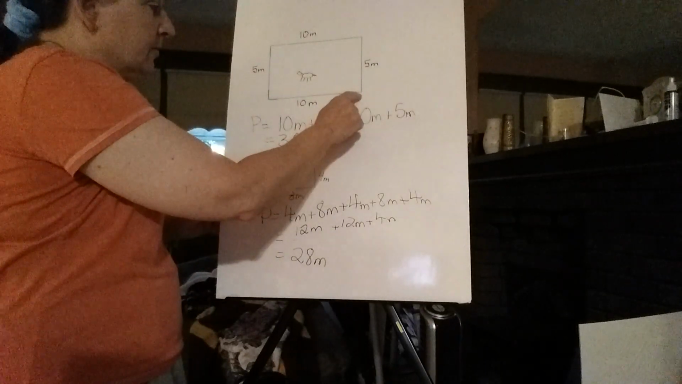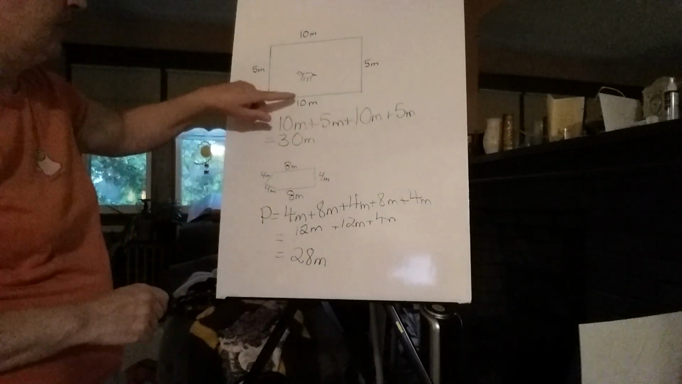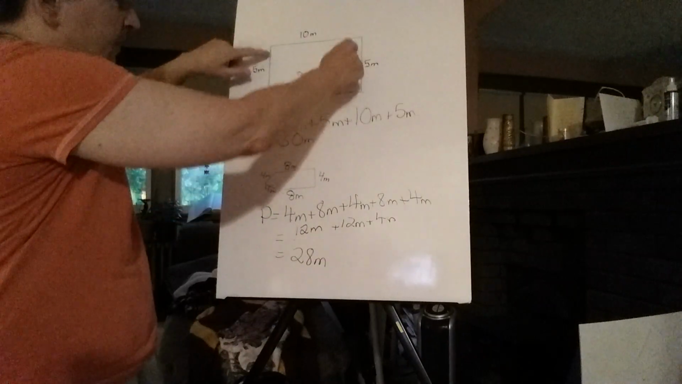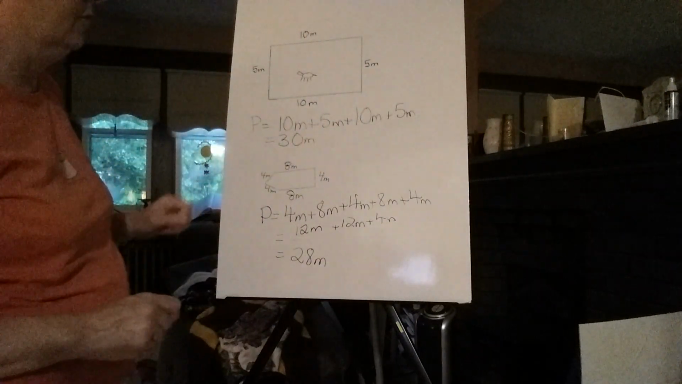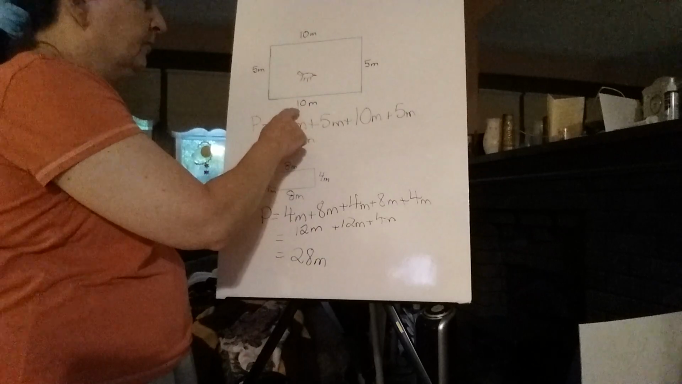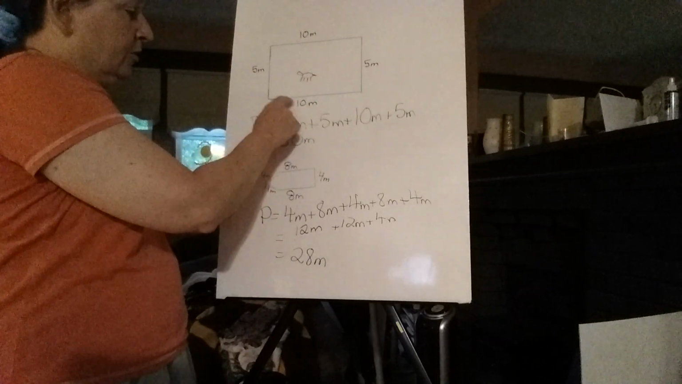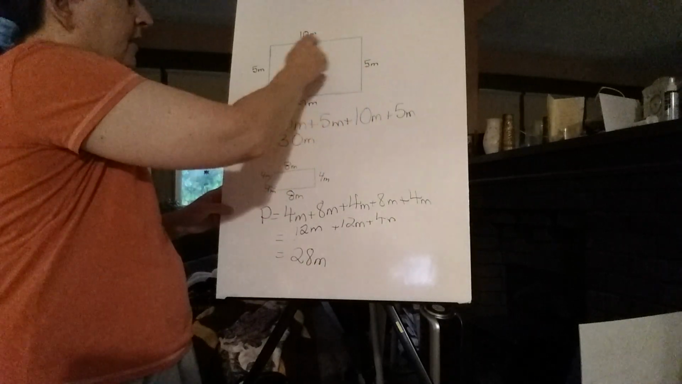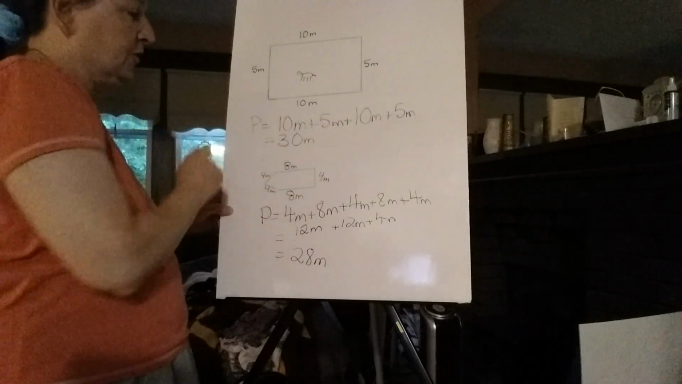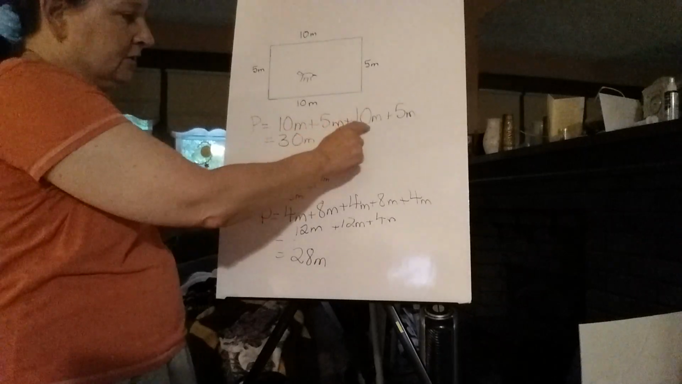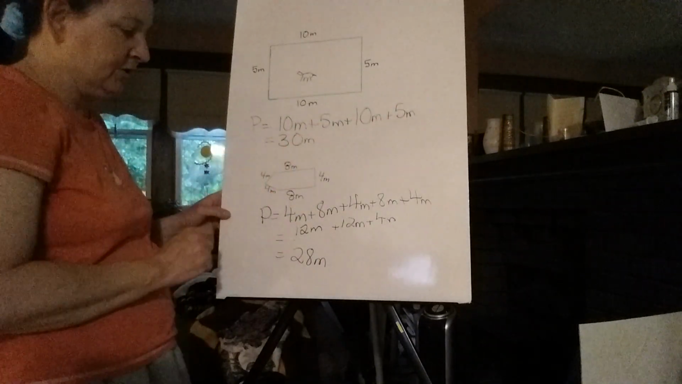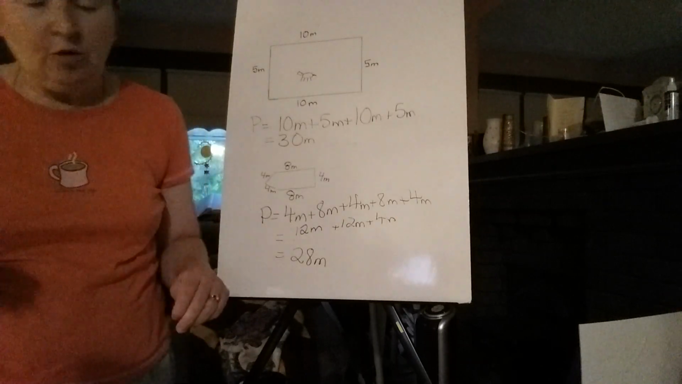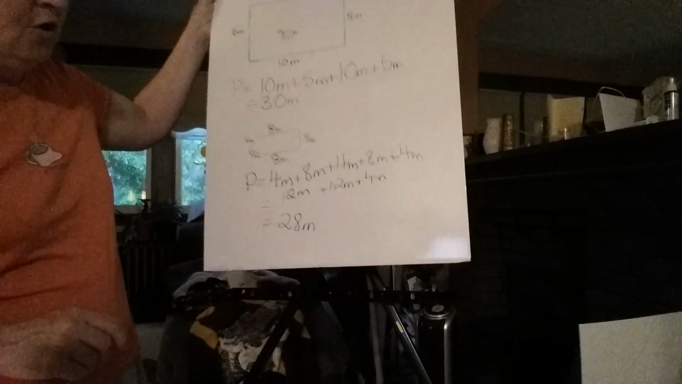So I measured, and because this is a rectangle, it means these two sides are the same length, and these two sides are the same length. We've looked at rectangles before. So to get my perimeter, I have to add 10 meters, and 5 meters, and 10 meters, and 5 meters. And that's what we did here, and we came up with 30 meters. Today, our questions are only looking at rectangles.